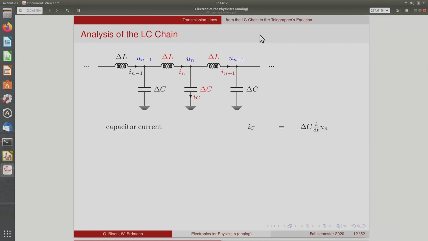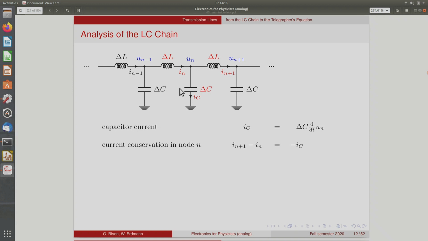So let's start with the analysis of the LC chain. Sorry, I have to get used to this. Let's look at this node here and the currents that flow in and out. So we start with the capacitor current through this capacitor, and it's given by the capacitance of this little capacitor, delta C, multiplied by the time derivative of the voltage at this node. Okay, that's the usual characteristic of a capacitor.